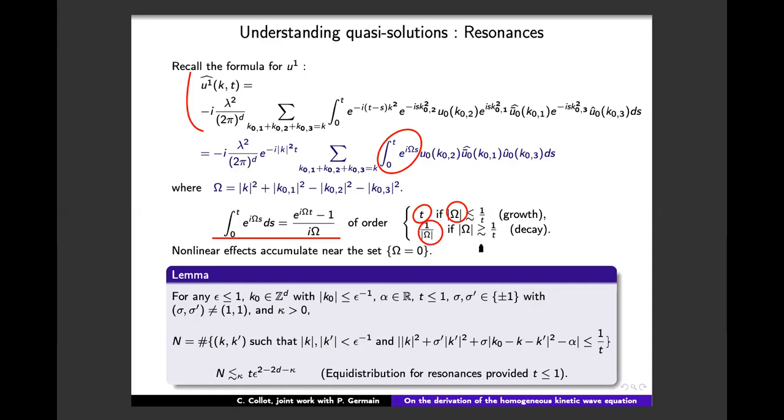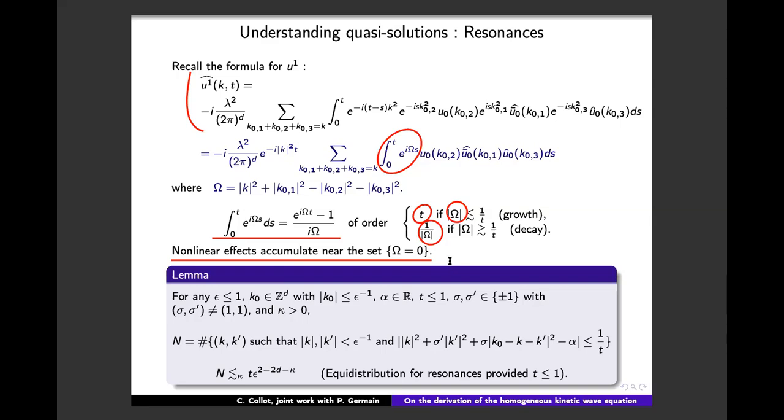So what it's saying is that when I'm integrating over time this oscillatory phase, then the main part of the information will be when omega is very small. And the nonlinear effects, they will accumulate near the set omega equals 0. So if I say back what I was doing earlier, I want to see that there is, to leading order, some dynamics which is linear, and that the nonlinear effects, they accumulate, but they are attacked by the linear dynamics.